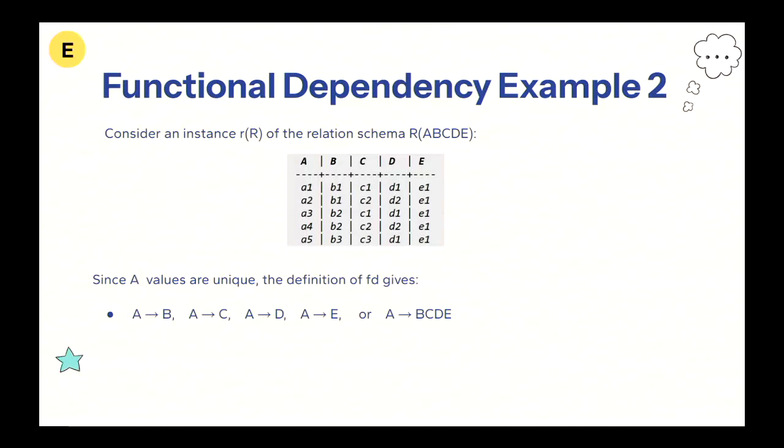Actually, yes. A determines everything else. And we can say that A determines C, and A could determine a set of attributes as well. So this is about A. And what about E? Because all the values of E are the same across different rows. So what could we say here?